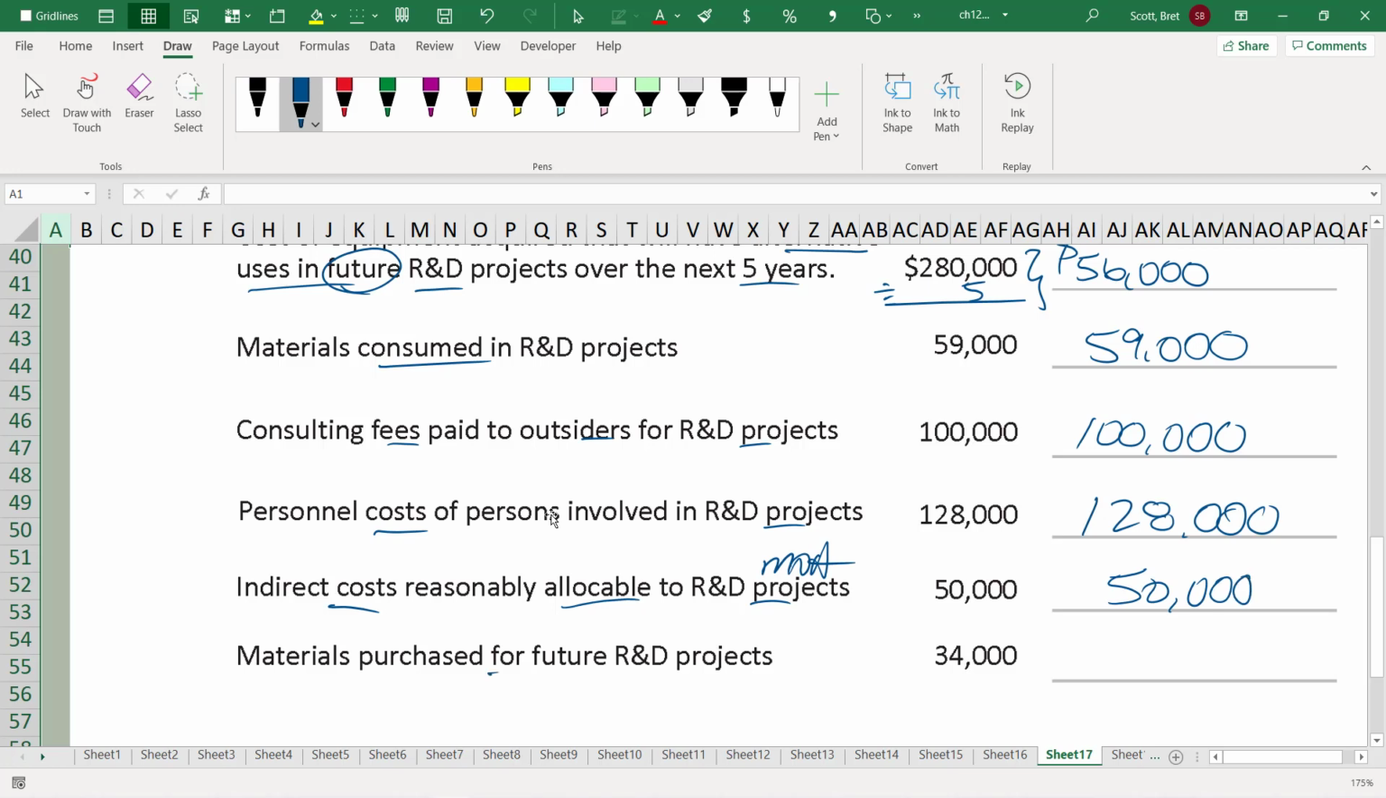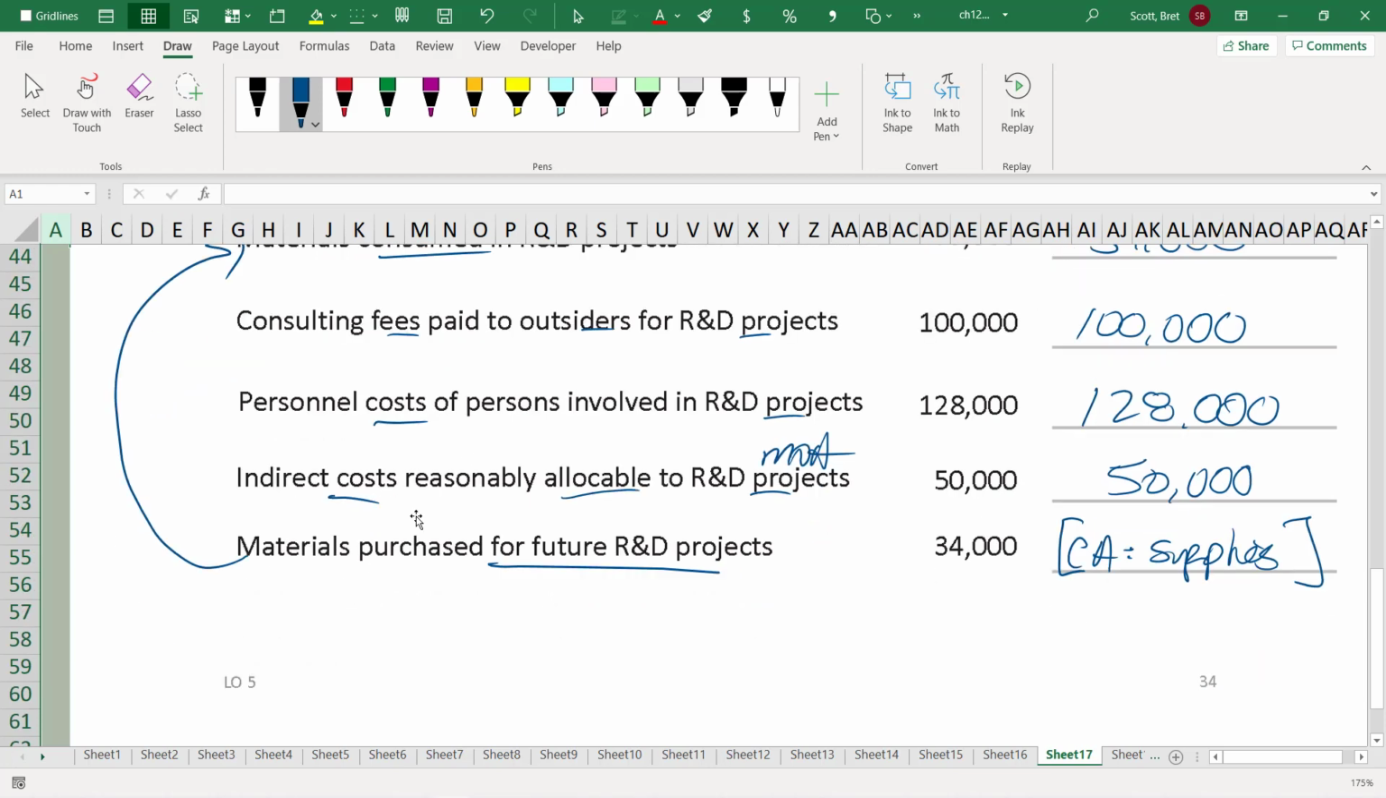Materials purchased for future R&D projects. Well, these haven't been consumed yet. So these might appear on the balance sheet as like a current asset, like supplies. Right? We won't necessarily expense these, but down the road, when we do consume those, they will just appear as R&D expense, not as supplies expense. So that's essentially all of Chapter 12.